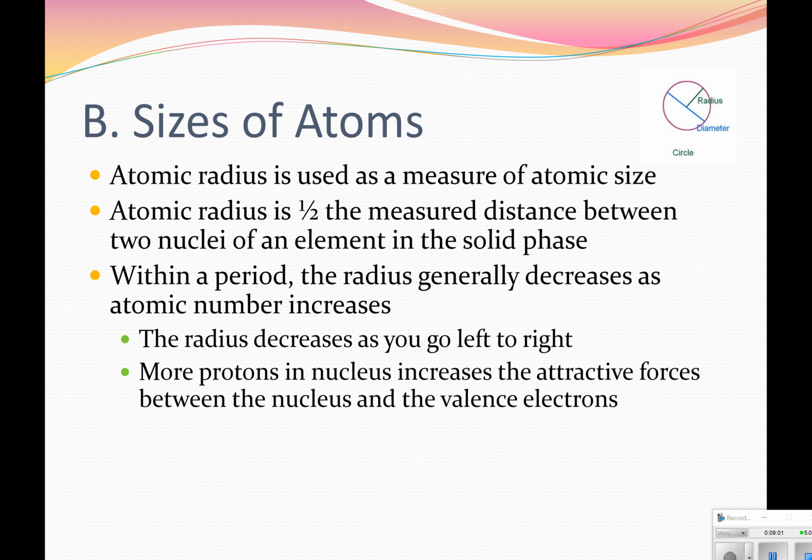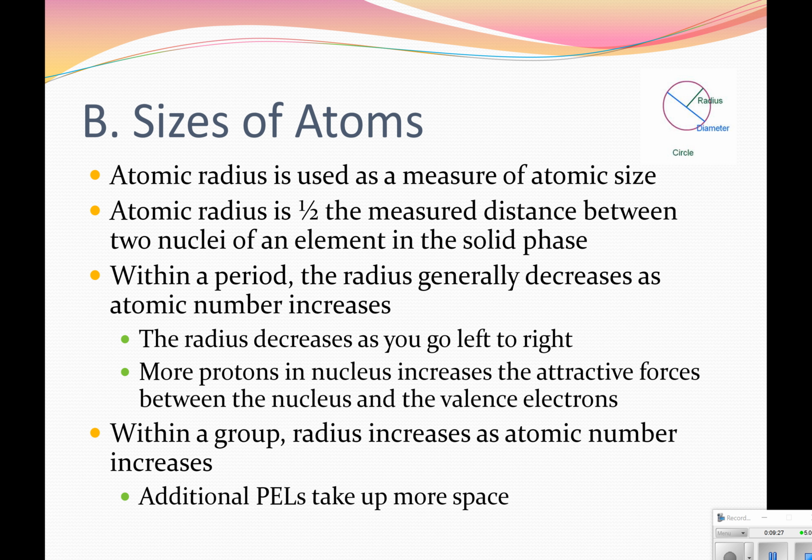And this is because as we go from left to right, we have more protons in our nucleus. The atomic number is increasing. So the attractive forces between the protons in the nucleus and the valence electrons become stronger, and it pulls those outer valence electrons closer in towards the nucleus, therefore making the actual radius of the atom smaller. And this is as we go left to right.